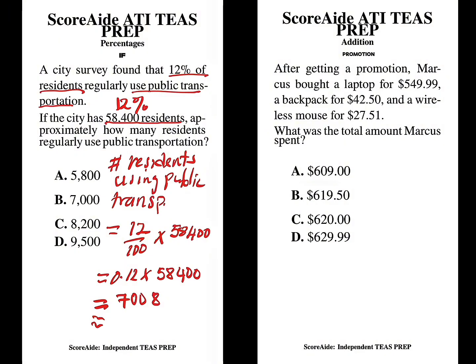So if we round this to the nearest thousand, we're going to have 7,000, right? In fact, the closest value to what we have here is B. You see that A is way off, C is way off, D is way off. So the best choice there is approximately B.